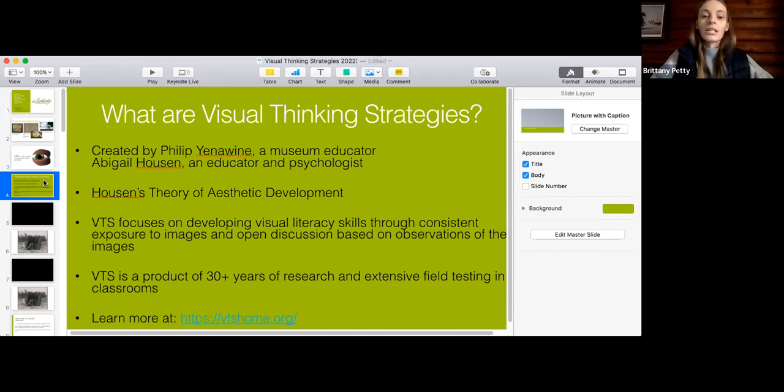But that donor said, you need to prove to me that they're learning, that these programs actually are helping. And so they were like, all right, we'll prove it. And they did a study. And you know what they found out? They were not learning from their programs. So you can imagine how that would feel being the museum educator at MoMA.